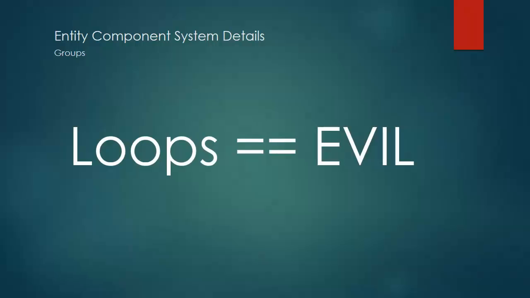Loops are evil. Well, I mean, they're not. They're crucial to what we do. But when you're trying to make a fast system, looping through tons and tons of things is just terrible. So instead, what we can do is we can use groups. With groups, we can say, hey, I want a group that has every entity that has a position and a velocity, right? And yes, when we initially request that, it will take a little bit.